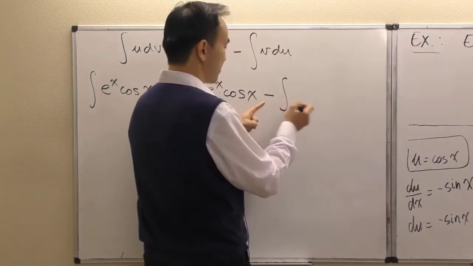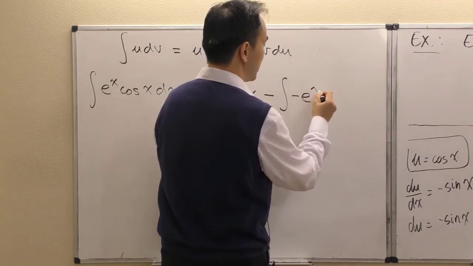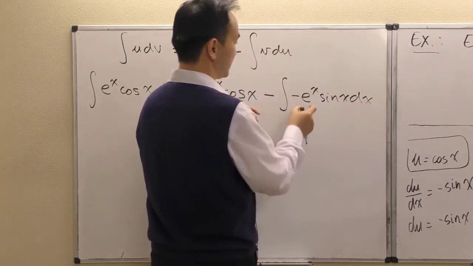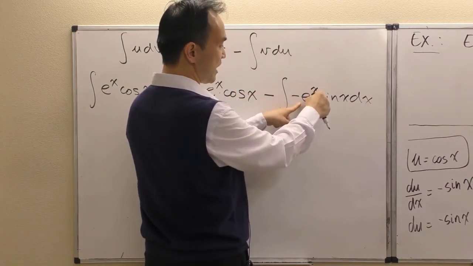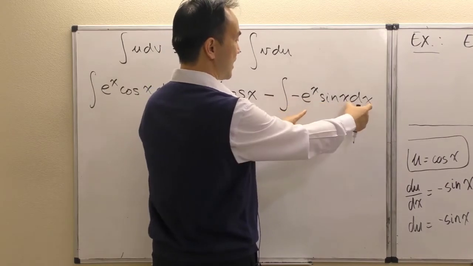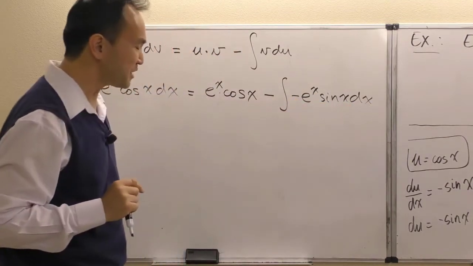So it becomes a minus e to the x sine of x dx. All that here is v is just the e to the x, but we have to put the negative sign in front because of the minus sine of x dx. That's what consequented in that minus sign right there.